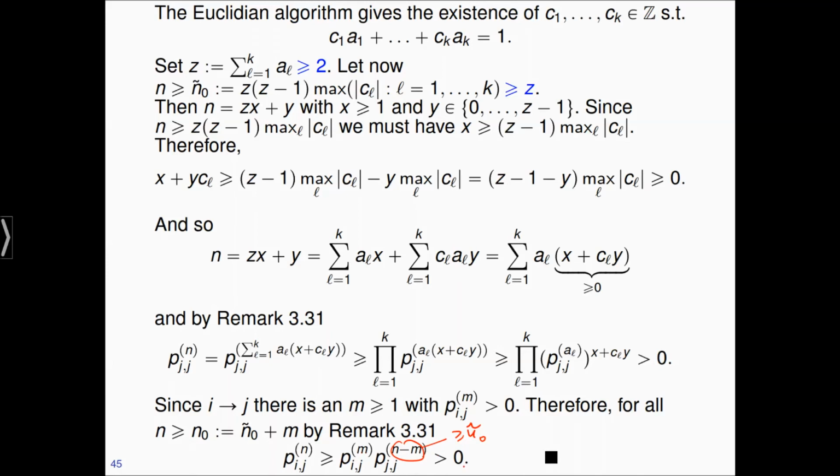So this product is positive, and we are done, because for any n which is greater or equal this n0, we've seen that P_ij^n is positive. So this finishes the proof of this technical lemma.